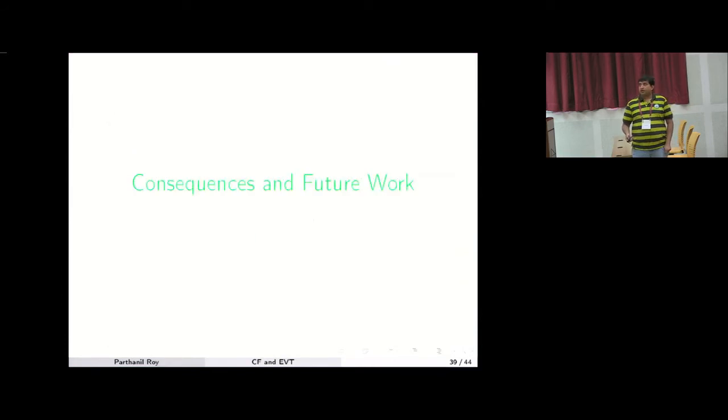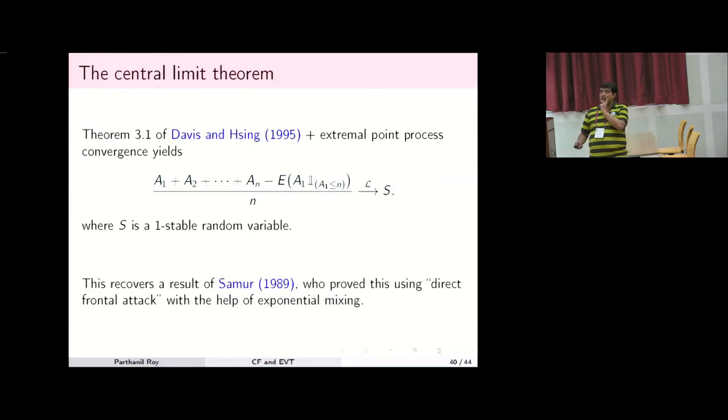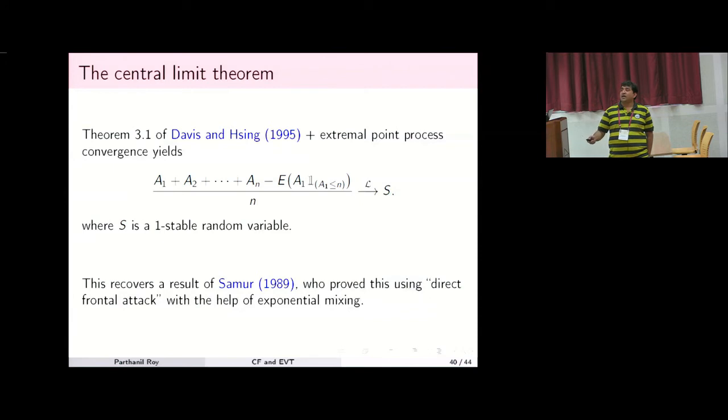Okay, so some consequences and future work. Quickly, one consequence of the extremal point process convergence, along with theorem 3.1 of Davis and Singh, which is actually a paper in time series analysis, is that a central limit theorem holds. Since these are regularly varying, it converges, after centering and scaling, to a 1-stable random variable, which is positive. So the asymmetry parameter beta is 1. So it's a purely positive stable random variable. This actually recovers a result of Samur, which came out in Transactions, who proved it using a brute force method.